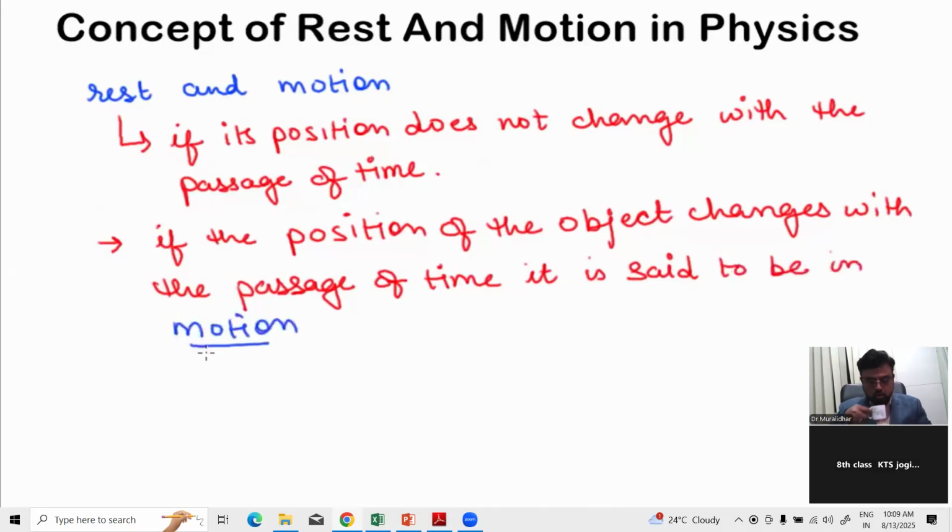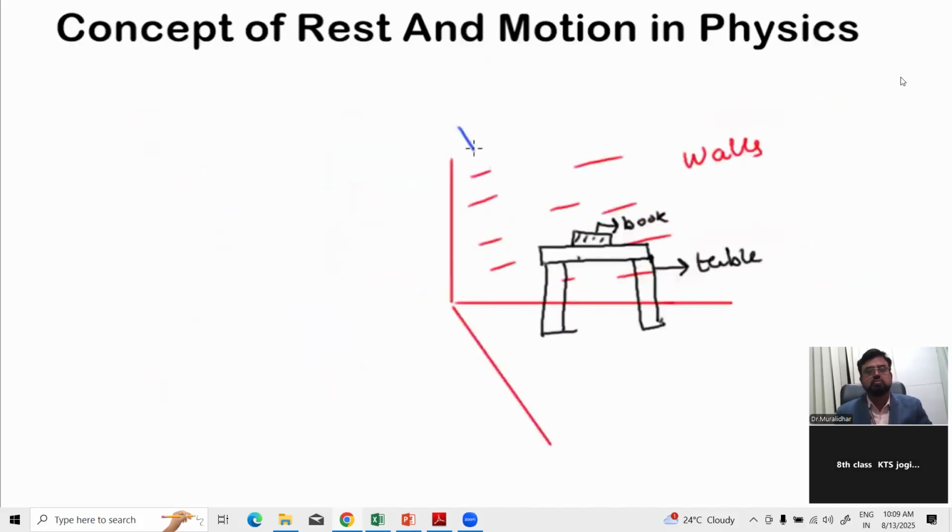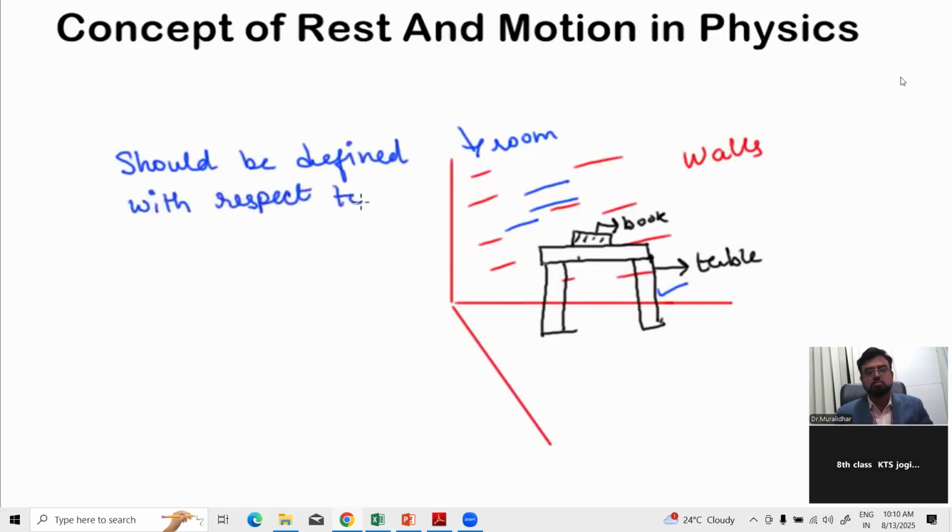One common feature of all moving bodies is that they change their position with time. The position of a body is known by its surroundings. So, for a book kept on a table inside a room, the table, walls, and ceiling of the room make the surrounding. To be more precise, the state of motion or state of rest of a body should be defined with respect to its surroundings.